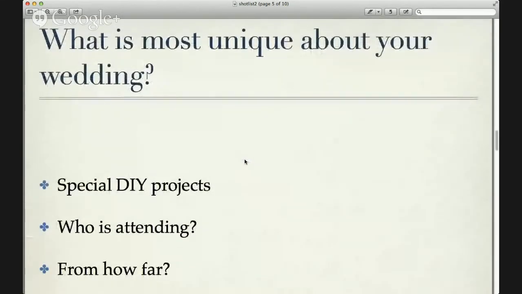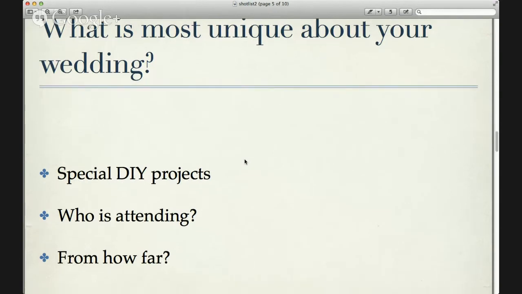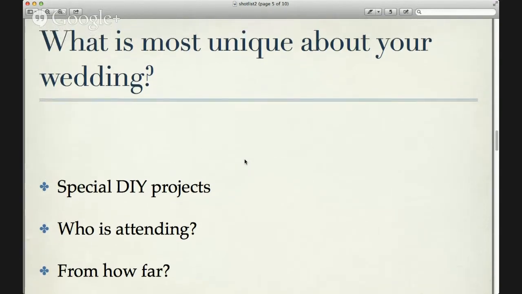Okay. Now, the next question you might want to ask yourself is, what is most unique about your wedding? I mean, especially in these days of Pinterest, it's everybody's goal to make their wedding as unique as possible and to really reflect your own personality. So what is it about your own wedding that is unique?